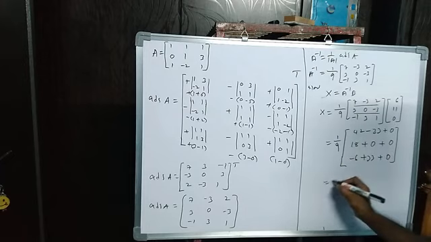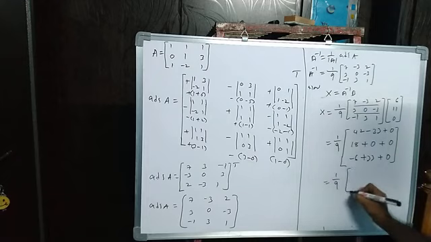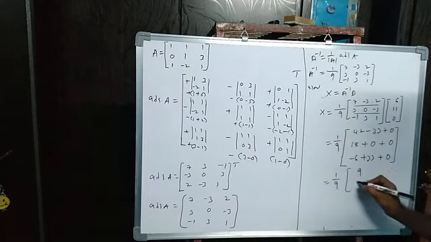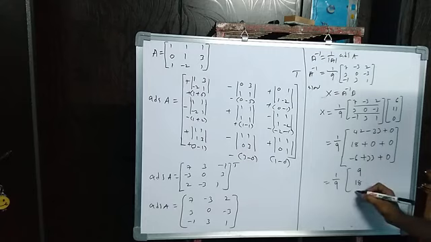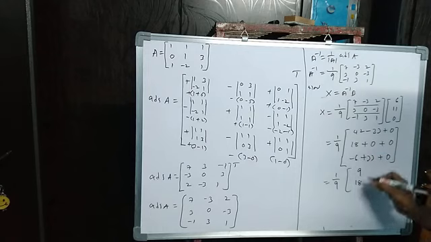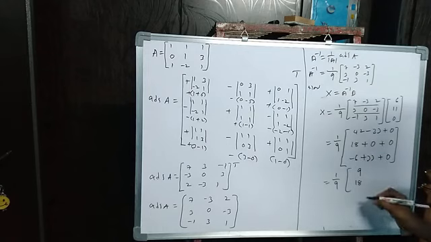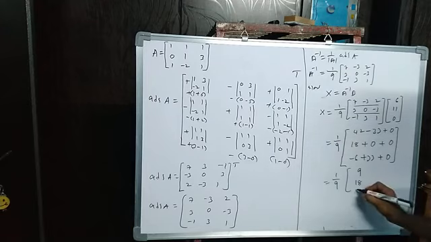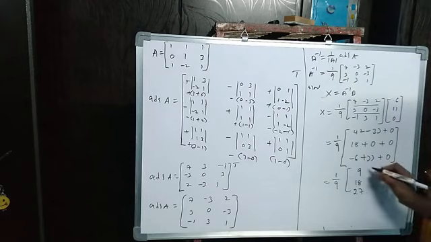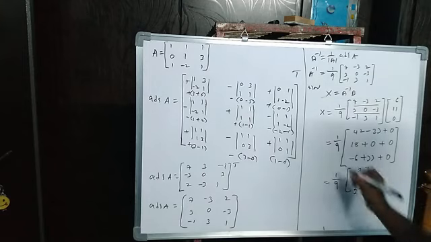Simplify this one. 1 by 9 into 42 minus 33, that is 9. Then 18. Here 33 minus 6, that is 27, right? Yes.